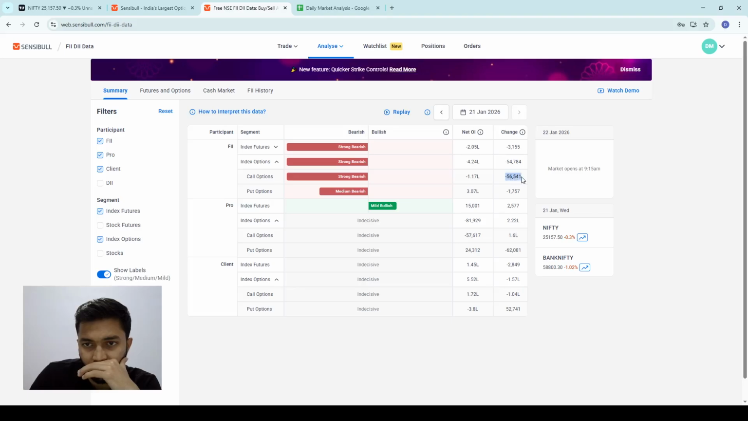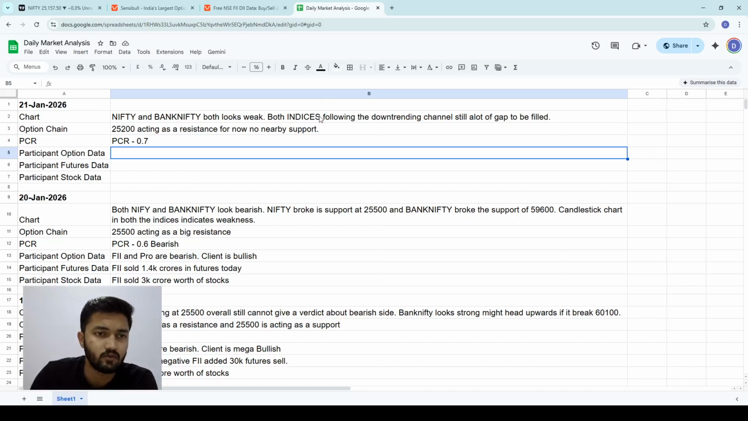FII sold 56,000 call options and sold 1,000 almost. FII is negative on the market. Pro bought 1.6 lakh call options and sold 62,000 put options. So both of this data suddenly is becoming positive for the proprietary side, and they are cutting down their selling position. And if you look from the client's angle, client sold 1 lakh contracts of call options and bought 52,000 put options. So client is negative, FIIs are negative, but Pro is positive on markets.